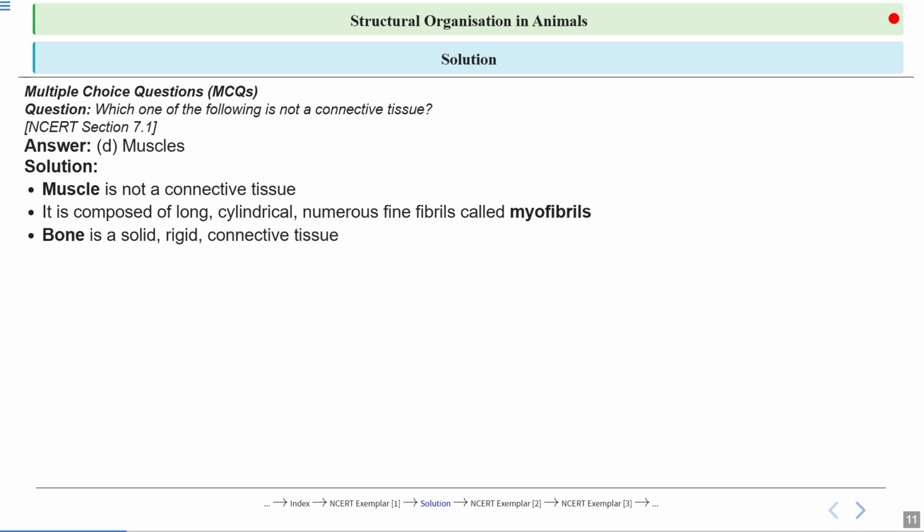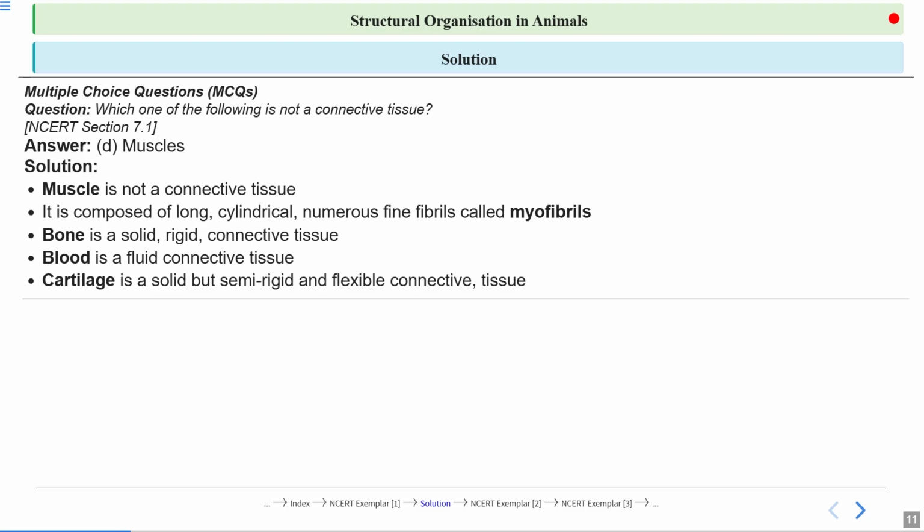Bone is a solid, rigid connective tissue. Just now we have seen the figure also, right? In the previous question. Blood is also a type of fluid connective tissue. And cartilage is a solid but semi-rigid and flexible connective tissue. It is a type of connective tissue, cartilage, right?